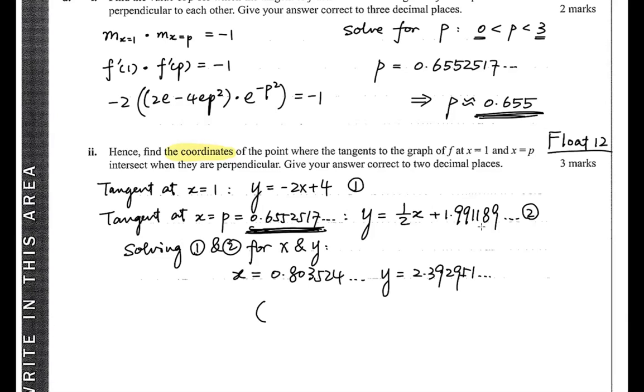Therefore, the point of intersection is (0.80, 2.39). Don't forget to put your final answer in coordinate form, okay? In order to receive full credit.